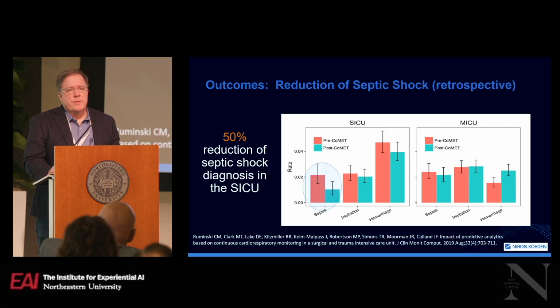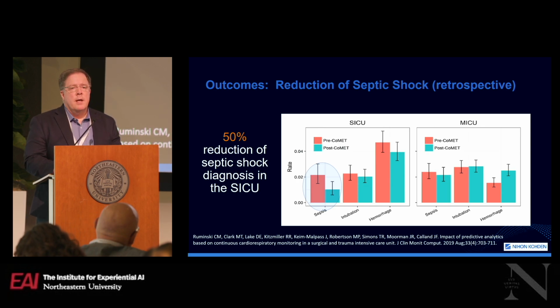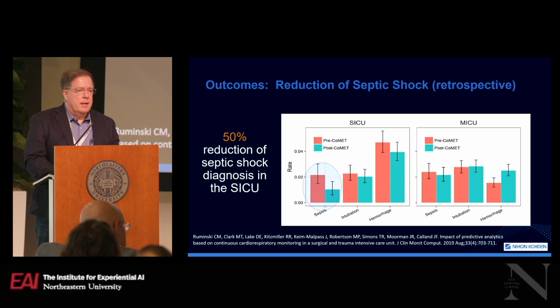It's a retrospective study that was conducted on contiguous encounters in the surgical ICU at University of Virginia Medical Center. So it's a before and after study of about 4,200 patients looking at 3 different outcomes: septic shock, this is mislabeled as sepsis, intubation, and hemorrhage. COMET was shown in the surgical ICU, was not shown in the medical ICU. So the medical ICU was used as a control.